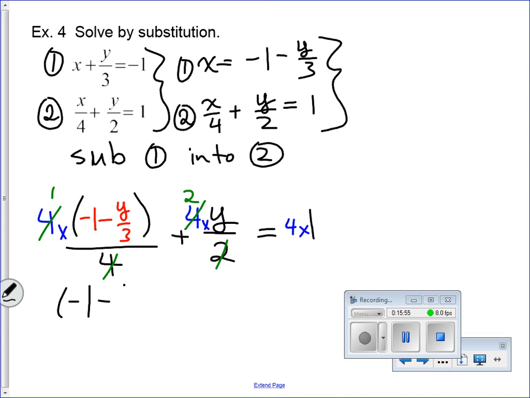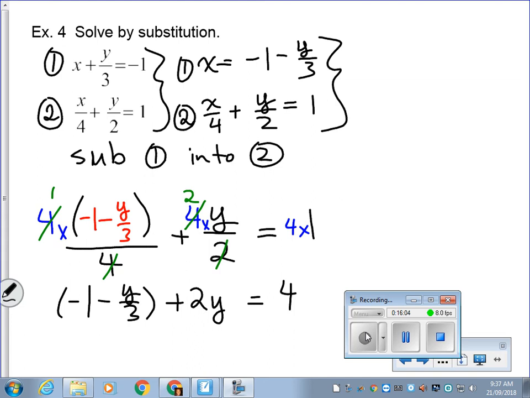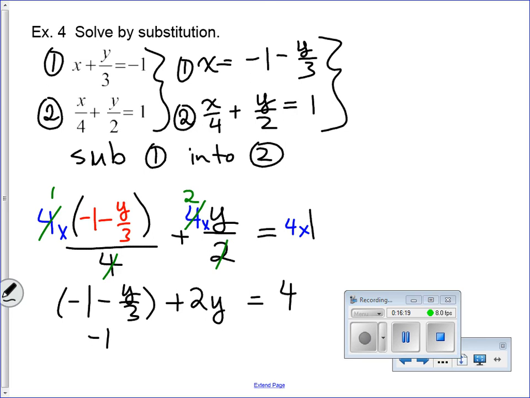Negative 1 minus y over 3 plus 2y is equal to 4. Oh my goodness, that's easy. Make your life easy. Collect all the regular numbers. All right, let's do this. So we're going to get negative 1 minus y over 3, plus 6y over 3 equals 4.